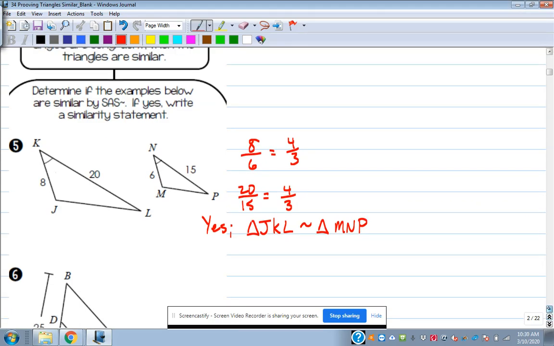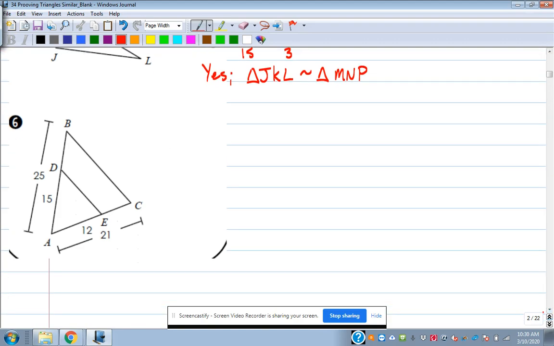Example 6 there, same idea. We've got a triangle inside of a triangle, so you got to be careful about this one. We want to decide if these 2 triangles are similar by side angle side. Where is the congruent angle at? Yeah, this one right here is congruent to itself. So if you were doing a proof, it'd be like a reflexive property.